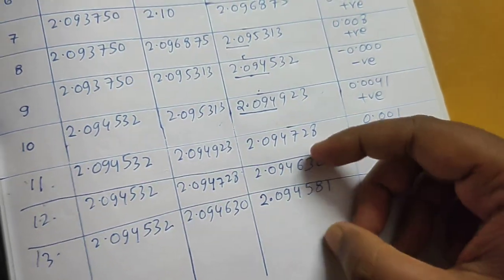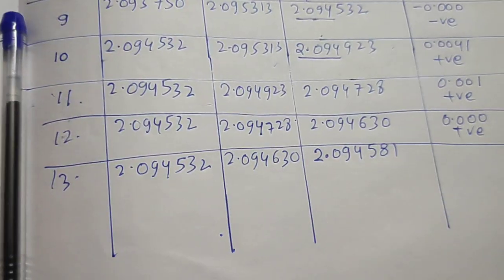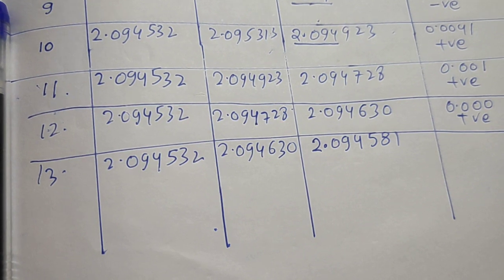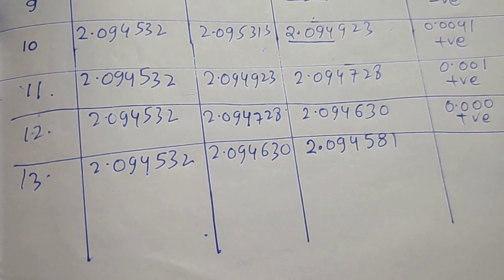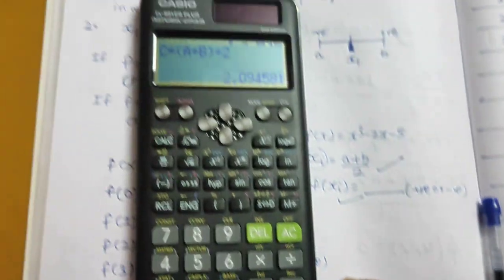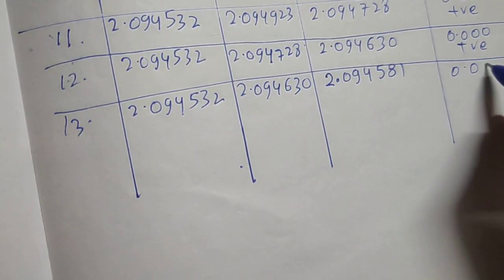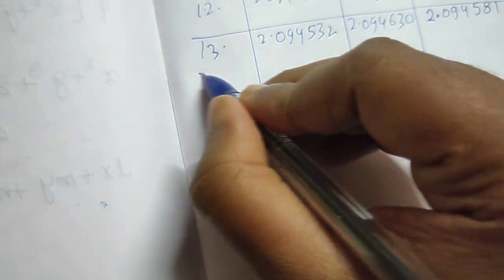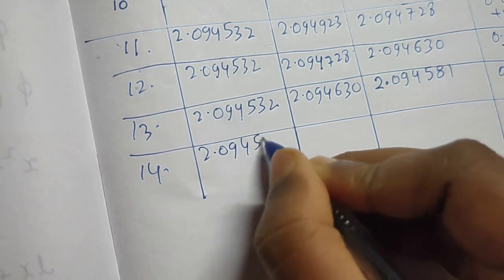Now I was thinking, let's do that once again. I feel doubt for this, because from 7 to 6, 6 to 5. Okay, fine, let's move to the next. Value of function is again positive, 0.000 positive. The 14th one is positive, so this remains 2.094532.